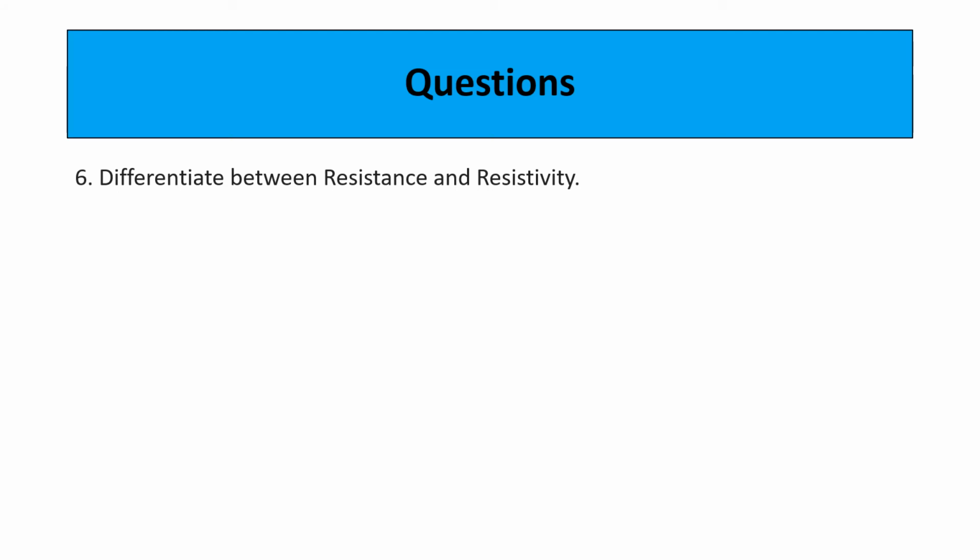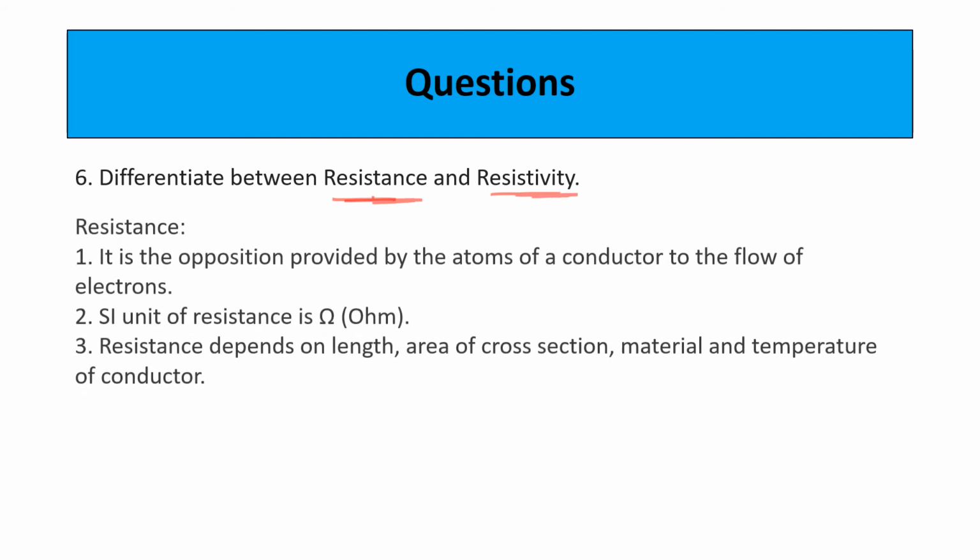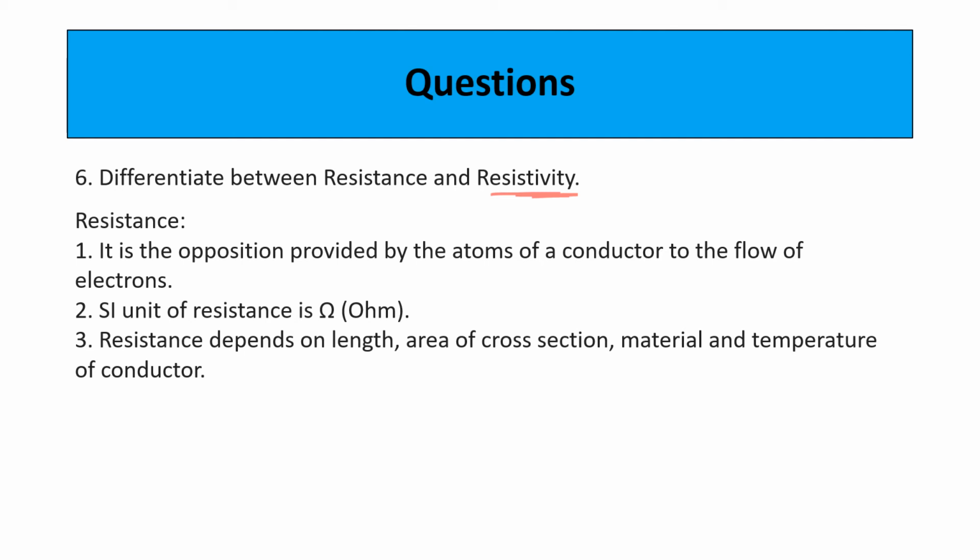Sixth question, differentiate between resistance and resistivity. You have to differentiate between resistance and resistivity. What is resistance? Resistance is the opposition provided by the atoms of a conductor to the flow of electrons. That is the definition for resistance.